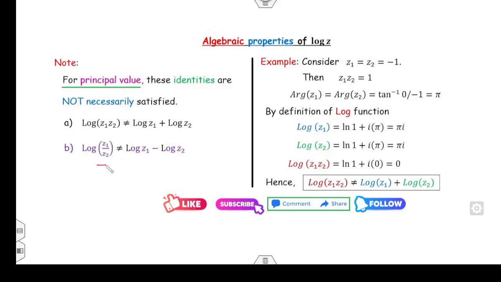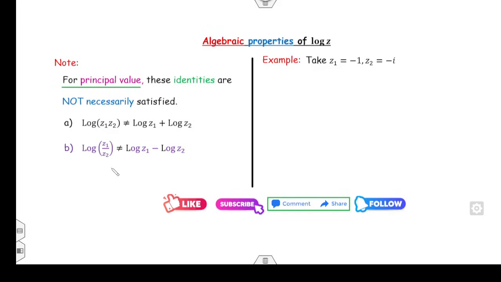Similarly, for the second case I can choose another example, because this example will satisfy it, since 0 is equal to pi iota minus pi iota. But it does not always satisfy, so for that I take a different example. I take z1 as -1 and z2 as minus iota. So z1 divided by z2 becomes 1 over iota. If you rationalize 1 over iota, that will be minus iota.